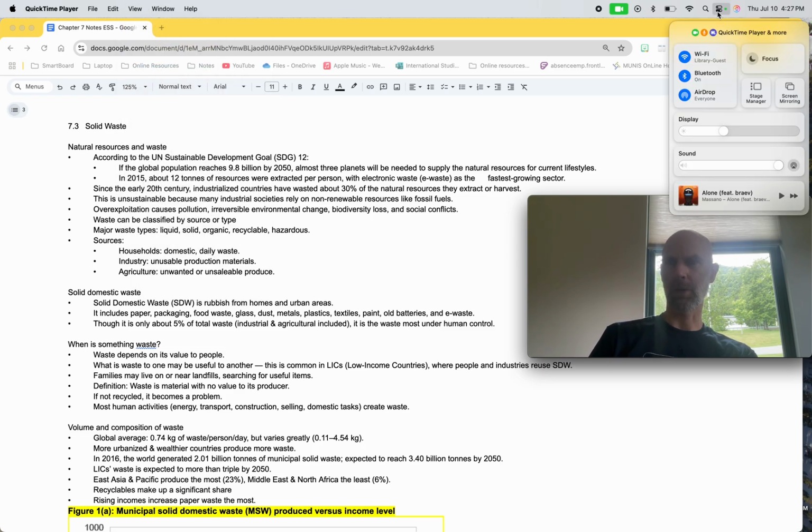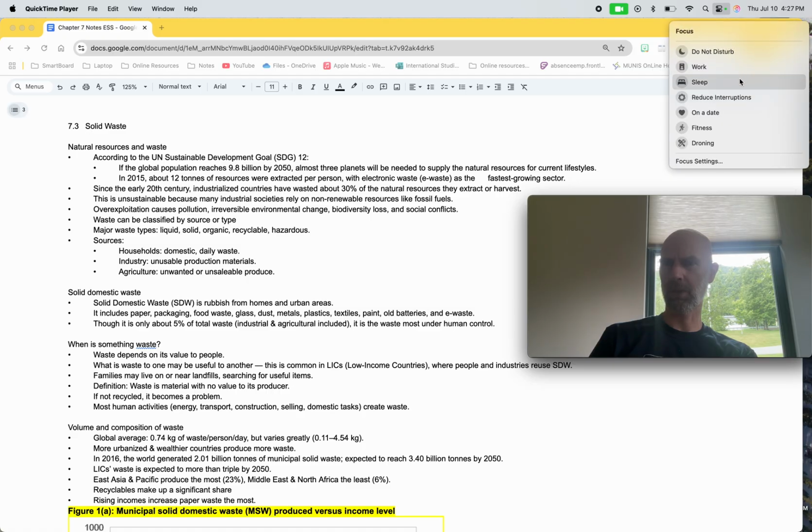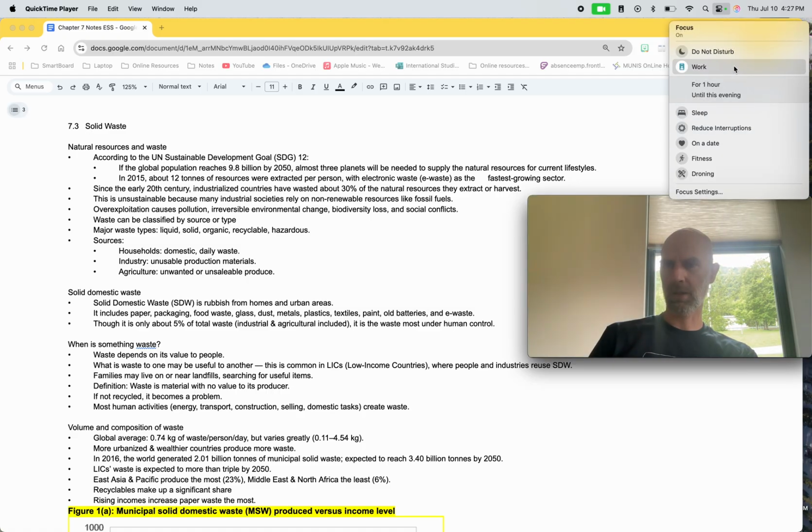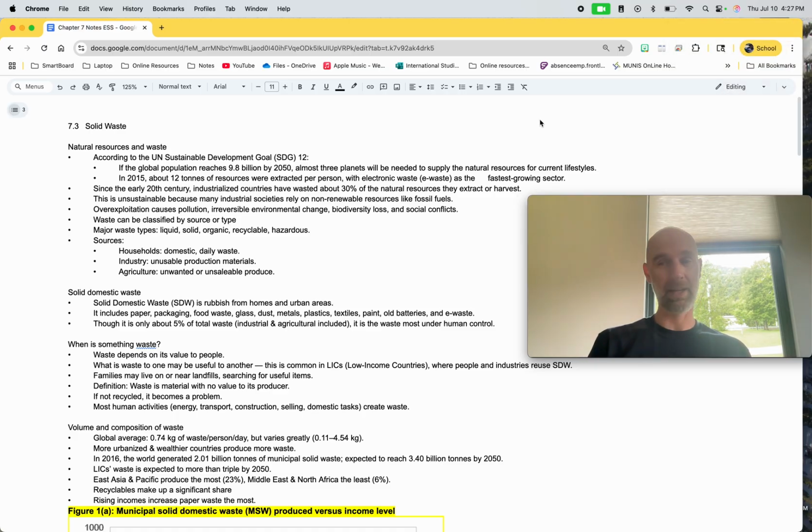All right, everybody, here we go. 7.3, the last one here. Let's go with work there for 1 hour. Hopefully this does not take an hour because I still owe you time from 7.1. That one was a beast. 7.2 is shorter though. Here we go.